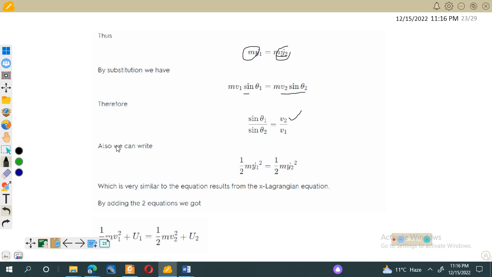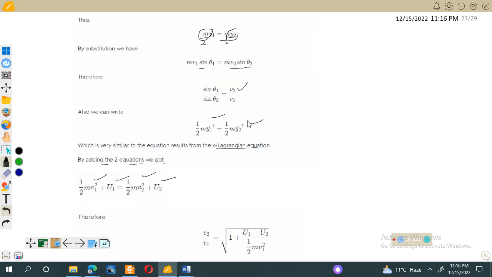And we know that we can also write, if we multiply this equation, m over 2 y1 dot square is equal to m over 2 y2 dot square, which is very similar to the result from the x Lagrange equation. By adding the two equations, for the kinetic and for the potential energy, we get mv1 square over 2 plus u1 is equal to mv2 square over 2 plus u2.